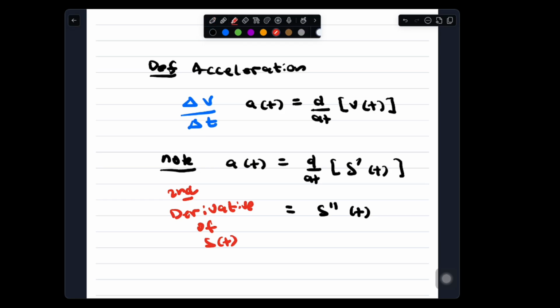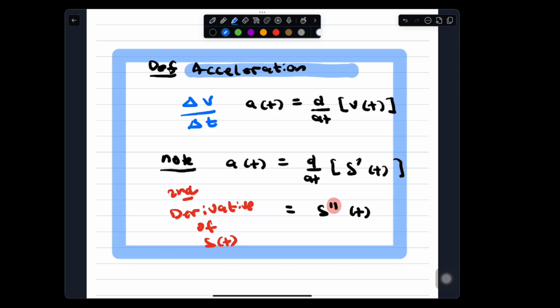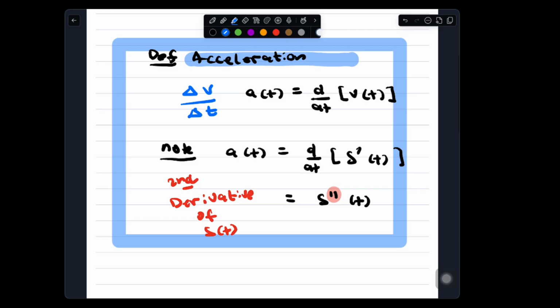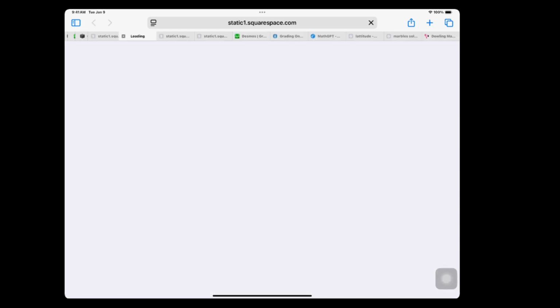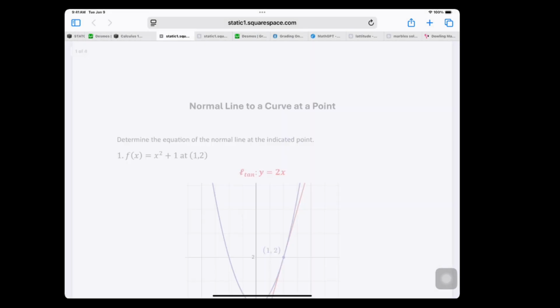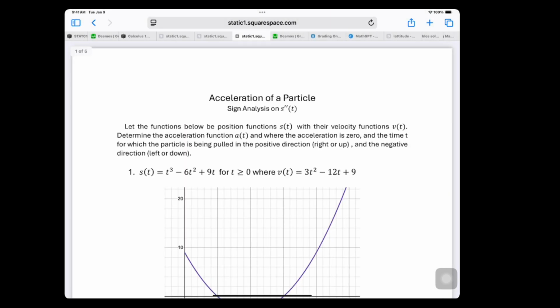They use this notation for it. So acceleration is something we want to care about as well. So we want to find the acceleration functions too. Okay, and we'll talk about acceleration, why you care about that. And I'll go to my website. We got acceleration of a particle now too.